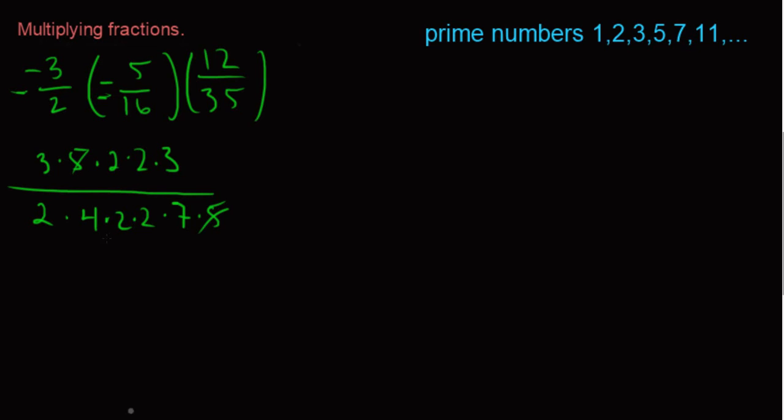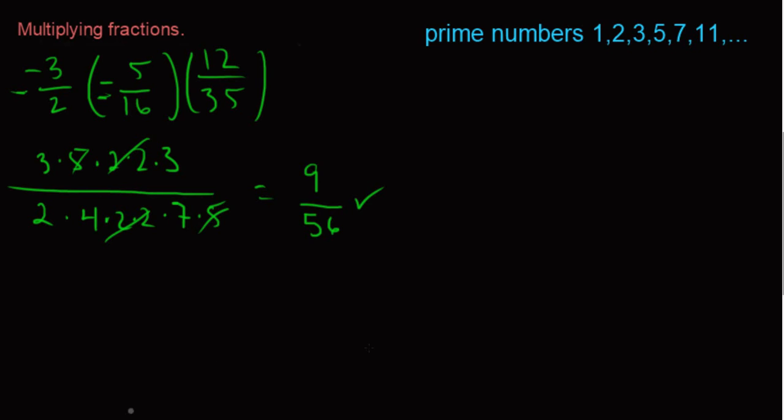5 goes. These two 2's go. So I'm left with 9 over 2 times 4 is 8, times 7, 56. No common factors, so that's in simplest form.